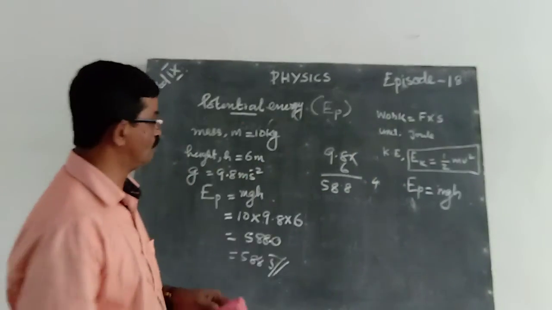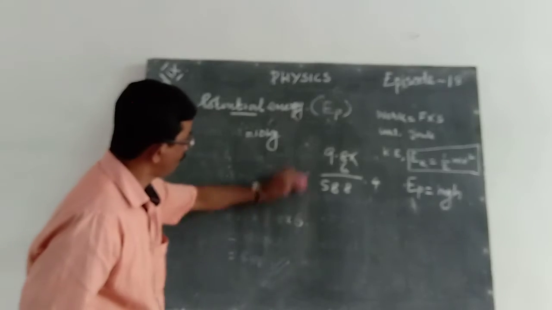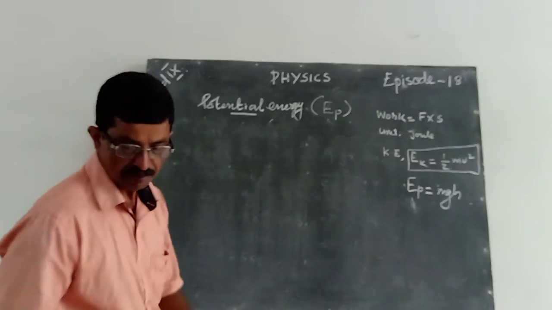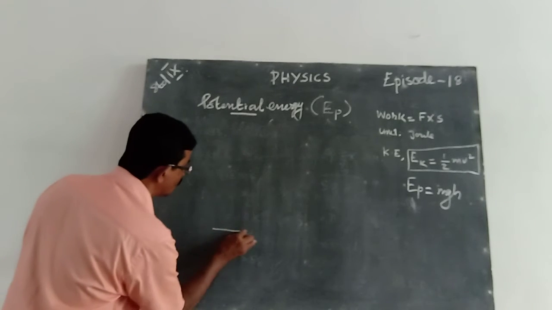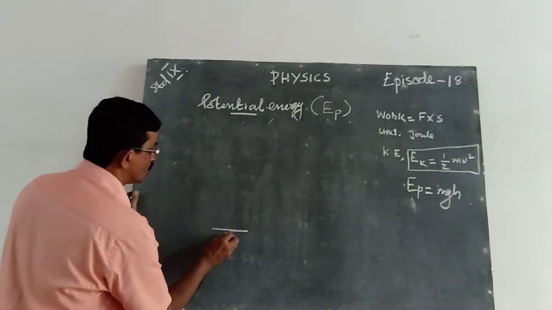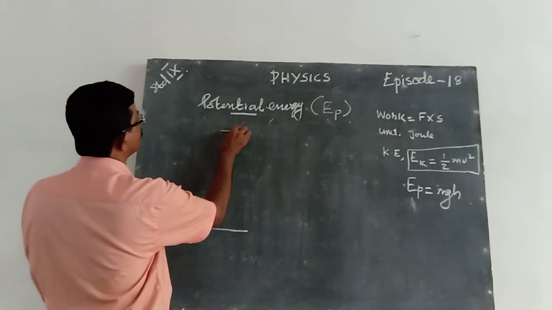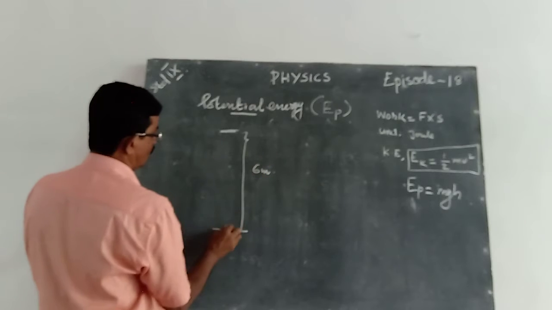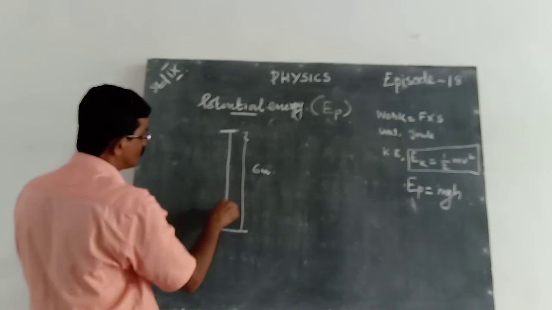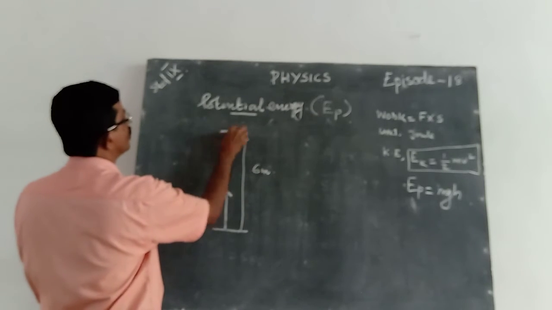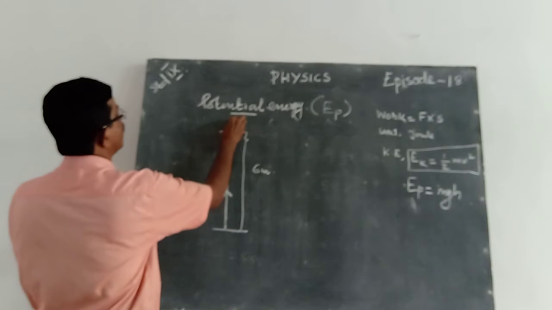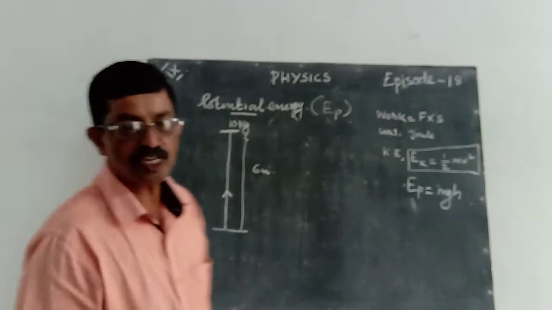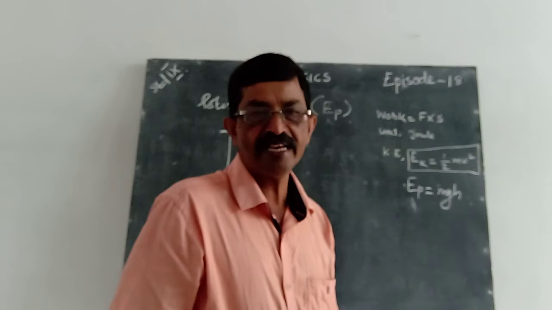See, one thing here you want to remember. Let this body be taken from ground level. This body of mass 10 kilogram is taken from here. This height is 6 meter. And directly I took it from this ground to this top, this 6 meter height. And now it is at a height of 6 meter and its mass is 10 kg. I calculated potential energy and which I got 588 joule.